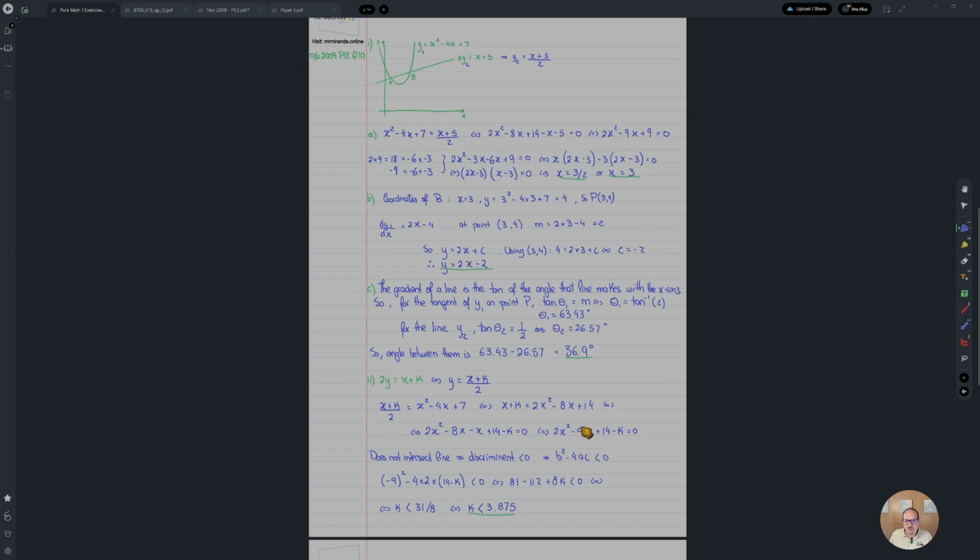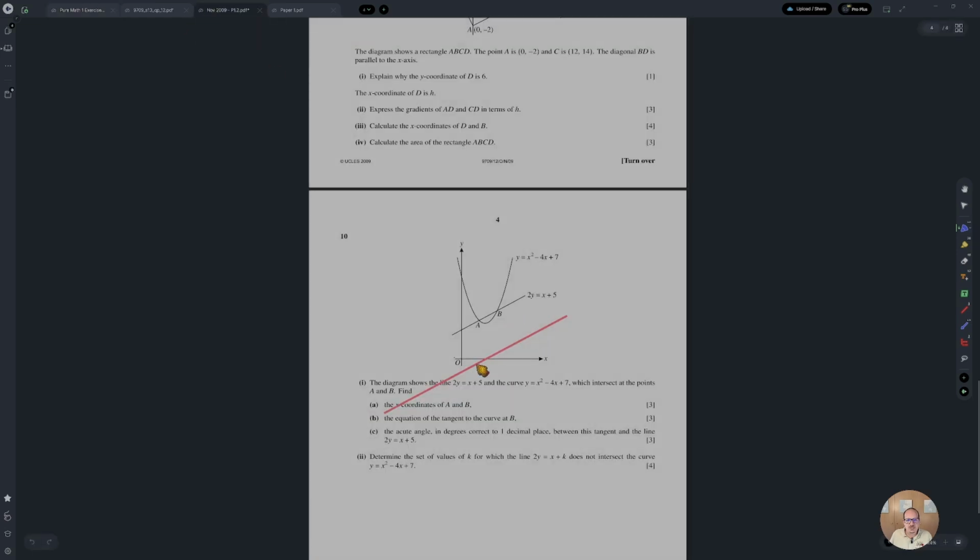What is your b? B is minus 9. What is your a? A is 2. What is your c? C is 14 minus k. Plug all of these over here and solve it. And then you have k is smaller than 3.875. So for any value of k that is smaller than that, the line will not intersect the quadratic.